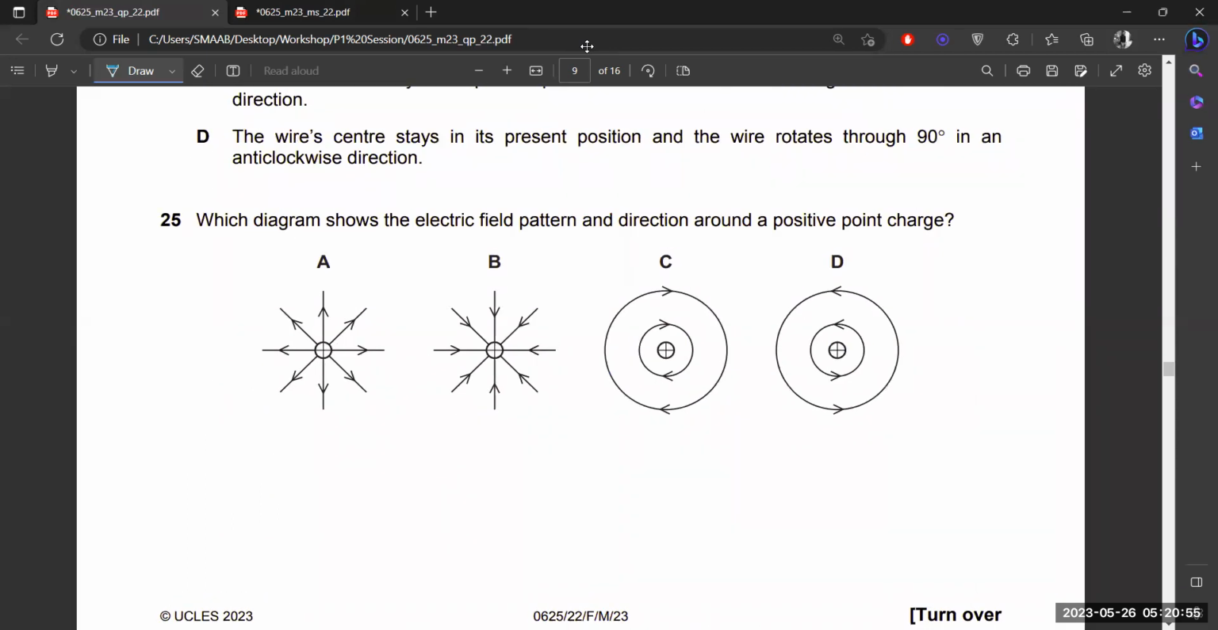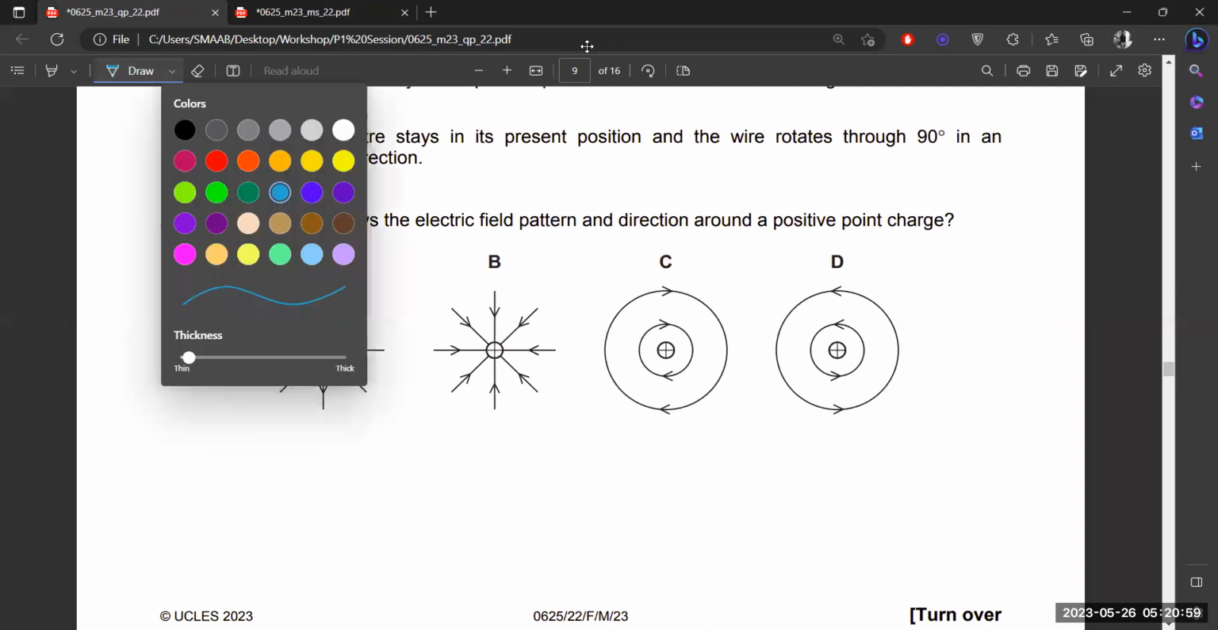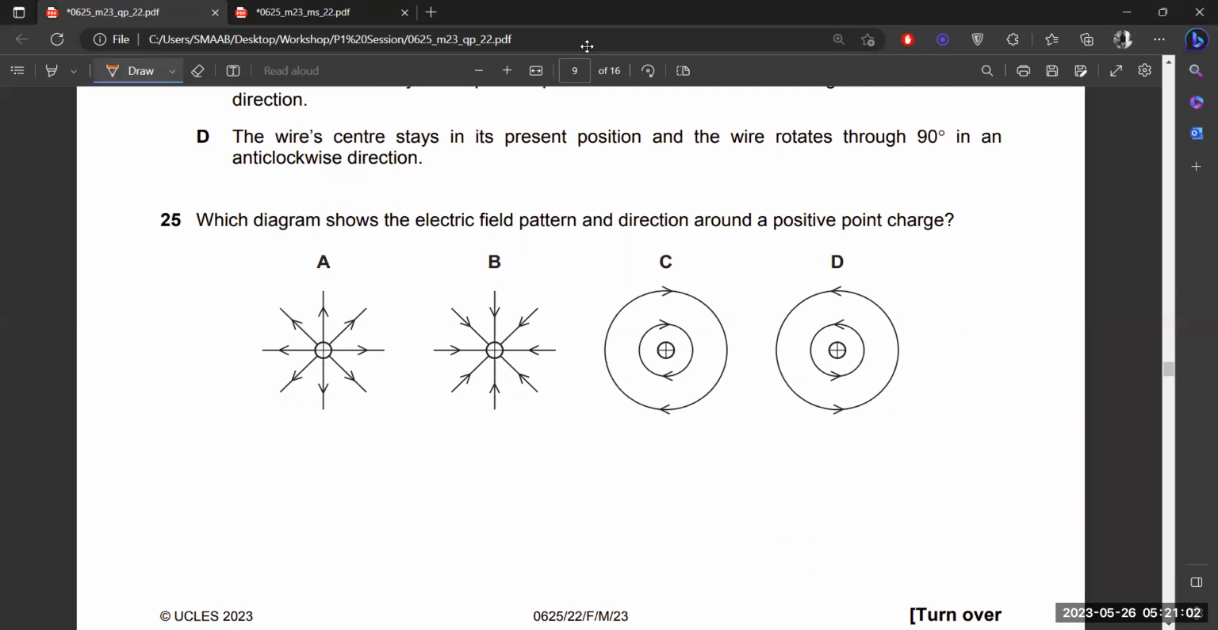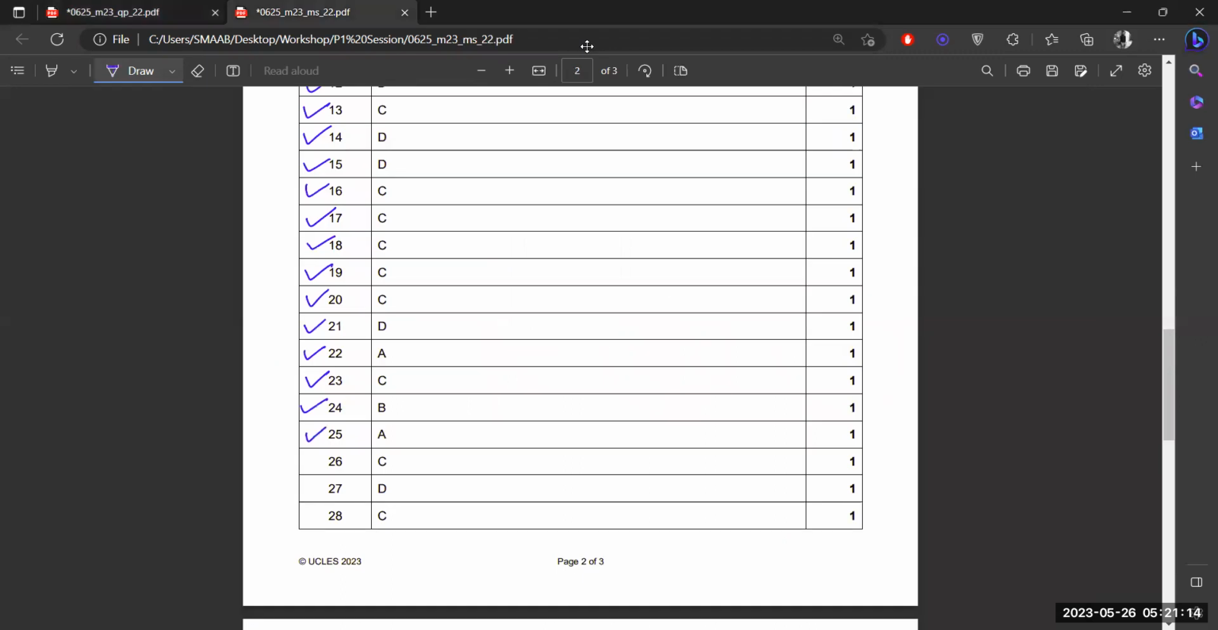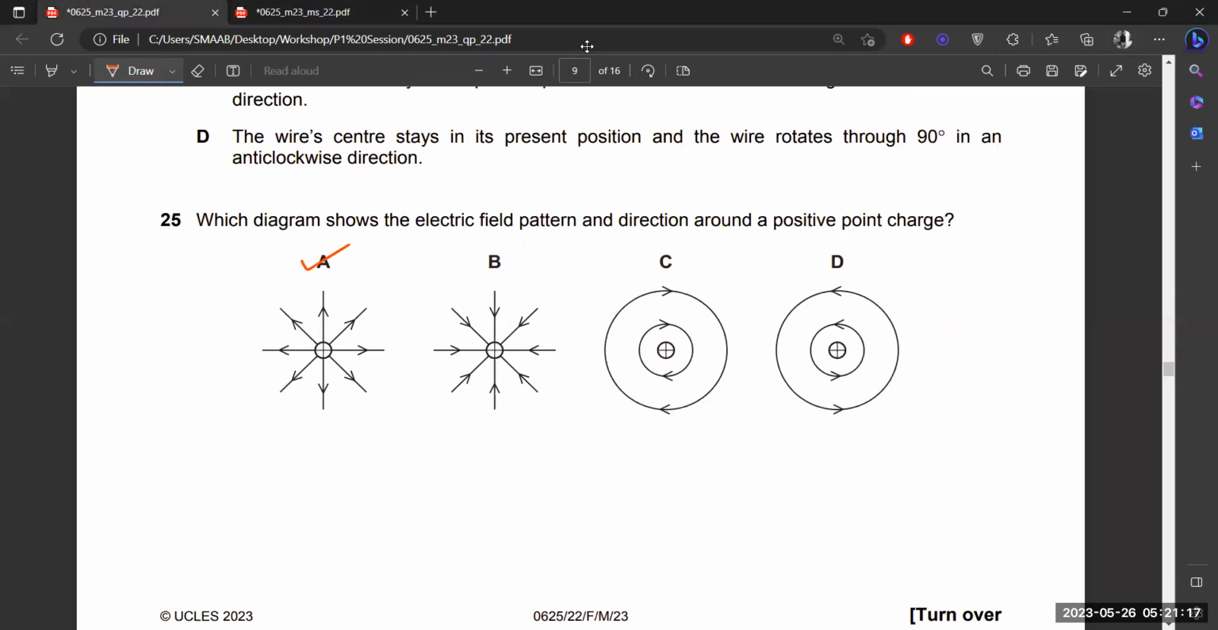Which diagram shows the electric field pattern and direction around a positive charge? Think about the basic concept that for a positive charge, the field will always move radially outward. So radially outward, option A, right? Simple question. Yes, option A.